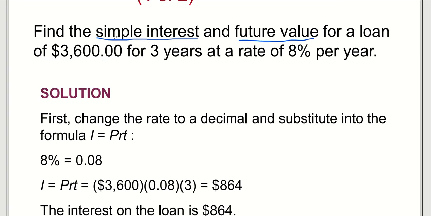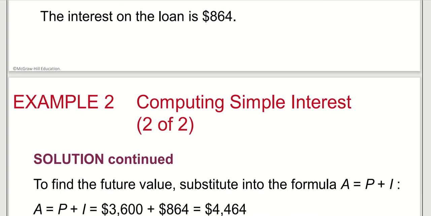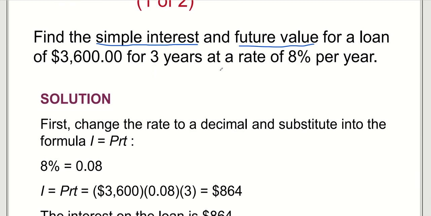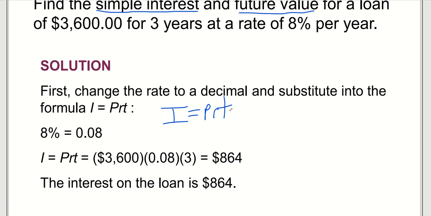So starting off, the moment you hear that buzzword simple interest, we should automatically write down our formula. We know that it's I equals PRT. And then from there, just plug in all of the variables. The principal, that's the amount borrowed, that's the $3,600. R, the rate, it's 8%, which as a decimal is going to be 0.08. And then the time in years, it's 3 years, so T is equal to 3.